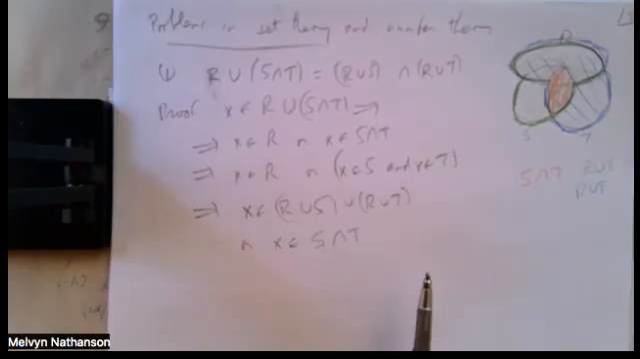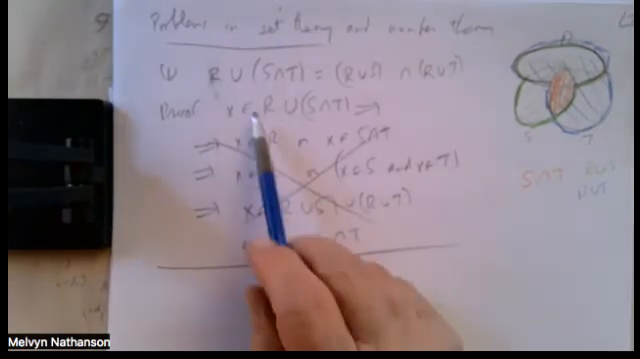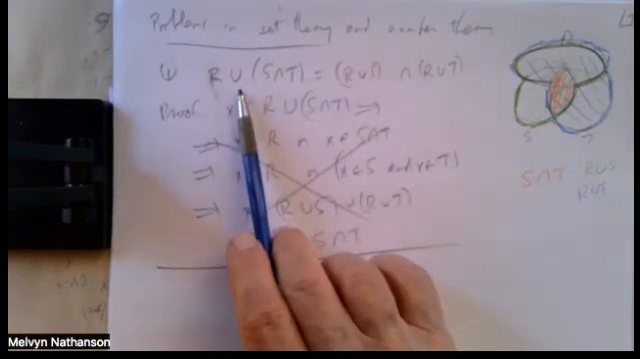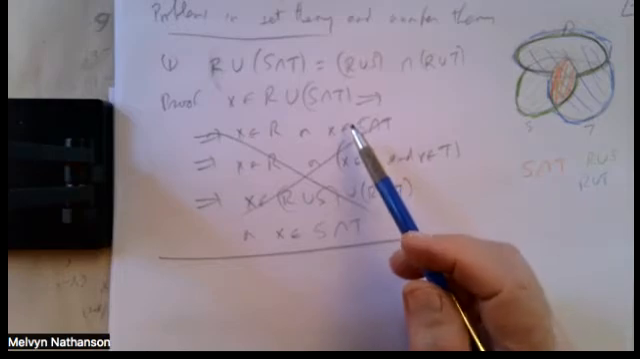Okay, this is all correct, but I'm going to say it in a little bit better way. So let me start this again. I want to show that these two sets are equal. So I want to show that each set is a subset of the other.